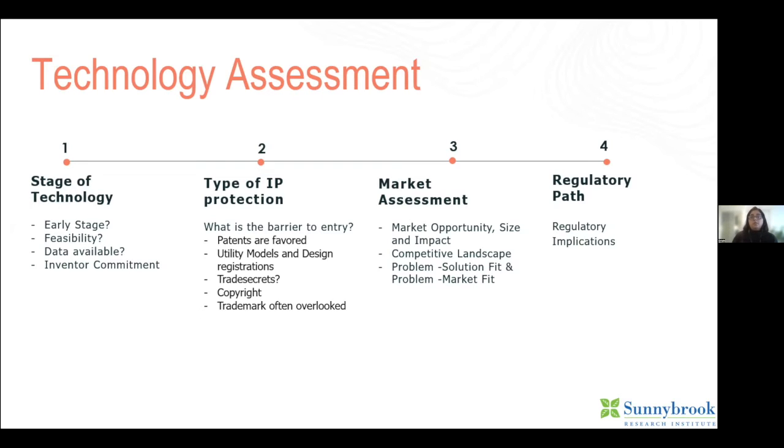Because typical questions that are asked during that point are, is this something that's feasible? Has this been prototyped, made? What stage of development is it at? Also, what is the kind of data that's available to support this idea? So the more data, the better. And the value just increases if you have preliminary data, if you have any animal data, nothing like it. But another unwritten aspect that we definitely look into is the inventor commitment.